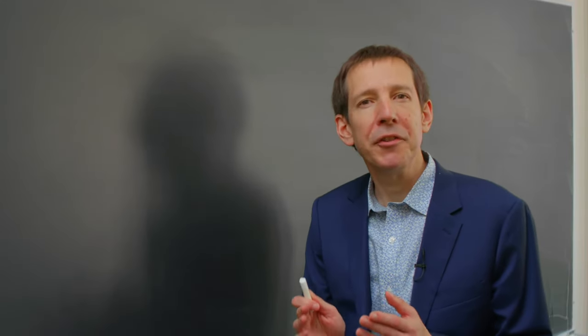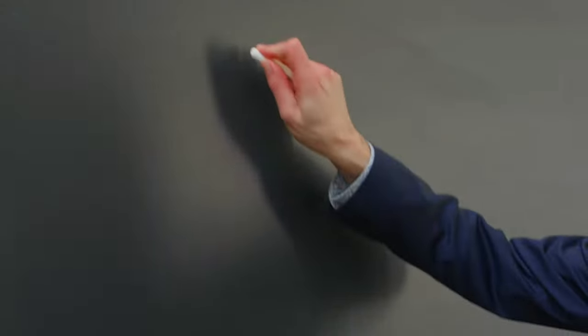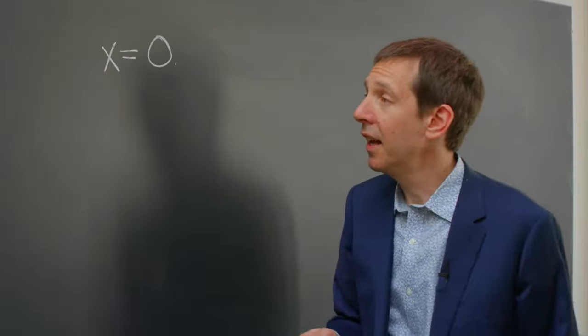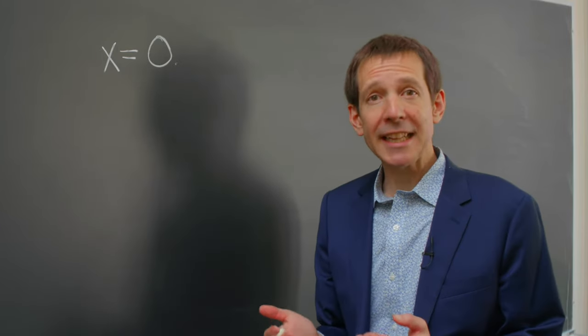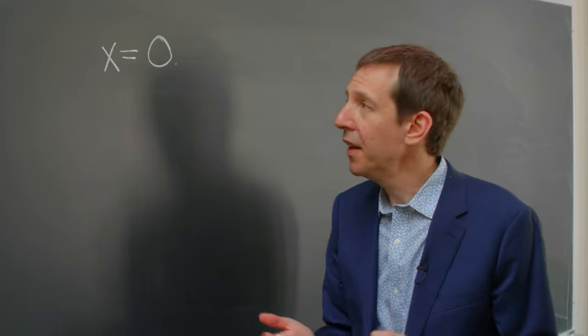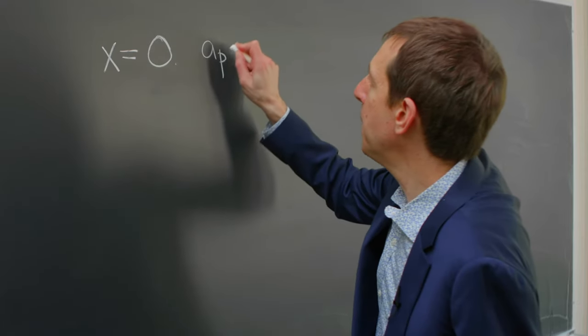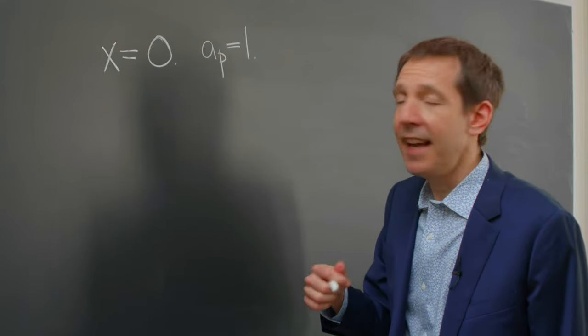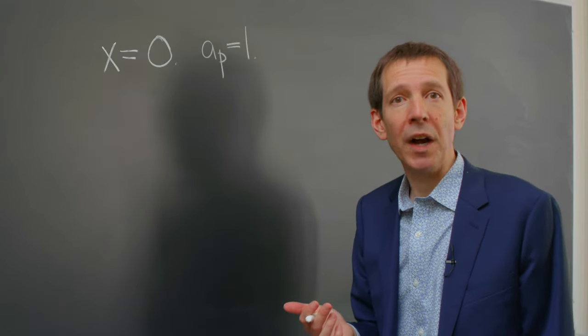Let's take the simplest possible Diophantine equation, which is x is equal to zero. Now this equation has exactly one solution modulo p for every prime p. So in this case, a_p is equal to one for all primes p, and a_n is also equal to one for all n.